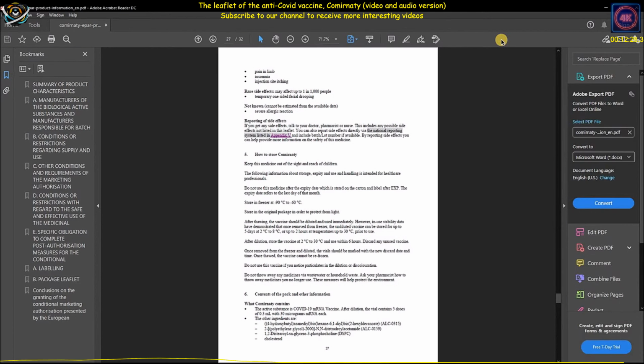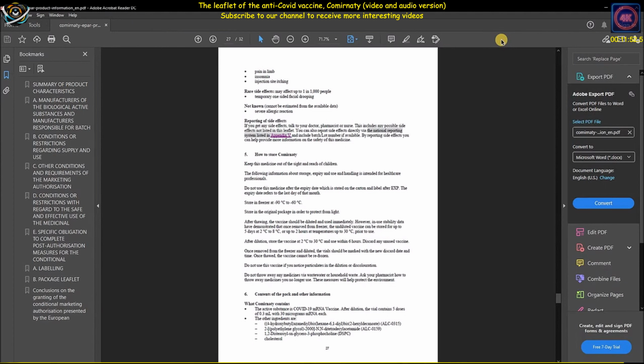Do not use this vaccine if you notice particulates in the dilution or discoloration. Do not throw away any medicines via wastewater or household waste. Ask your pharmacist how to throw away medicines you no longer use. These measures will help protect the environment. 6. Contents of the pack and other information. What Comirnaty contains. The active substance is COVID-19 mRNA vaccine. After dilution, the vial contains 5 doses of 0.3 ml with 30 micrograms mRNA each.